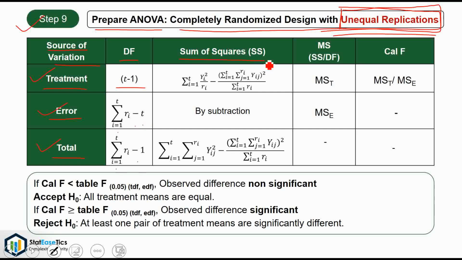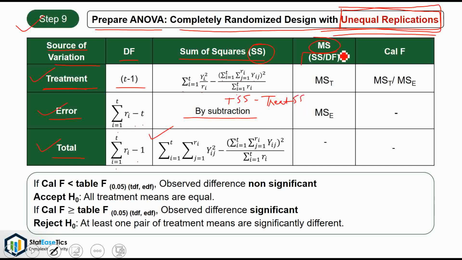The sum of squares, that is SS, can be calculated by the given formula. For treatment SS, the formula is summation i equal to 1 up to t of yi dot square divided by ri, minus double summation i equal to 1 up to t, j equal to 1 up to ri of yij, whole square, divided by summation i equal to 1 up to t of ri. And for total SS, it is calculated by the given formula. The error SS is calculated by subtraction, that is total SS minus treatment SS.